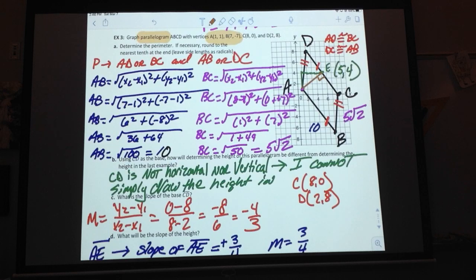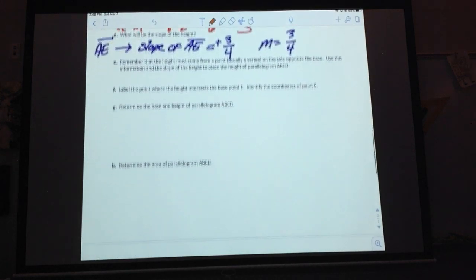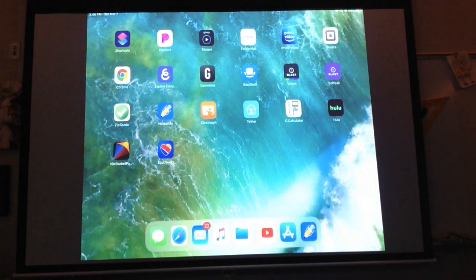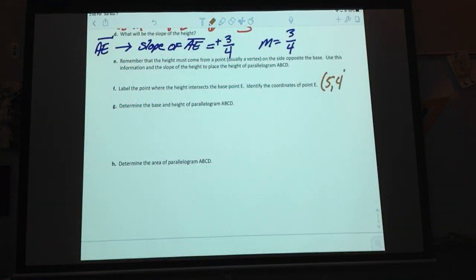Now remember, I simply count my slope to find the other side. So I went up 3 and to the right 4 from vertex A. All right, so we've done that. Now it says label the point where the height intersects the base E. Well, we've done that. That is going to be at 5, 4. So we did that already.